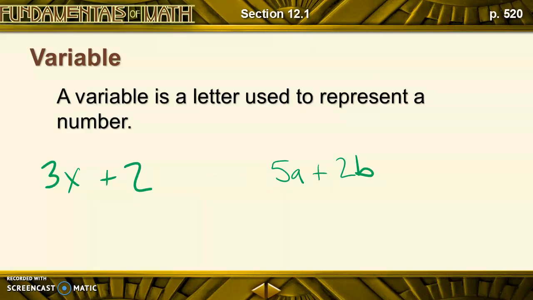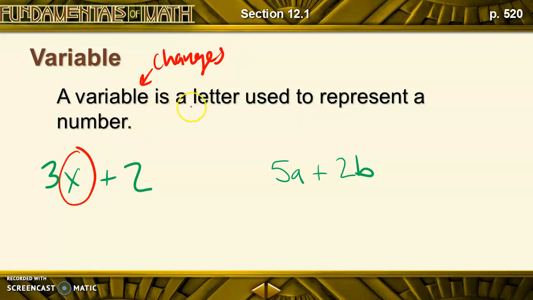A variable is a letter used to represent a number. Oftentimes it is a letter, but it doesn't always have to be a letter. Technically, it can be any symbol. But it's called a variable because variable, by definition, means change. When something varies, it changes. And when I have a variable like this letter x right here, it means that x can be anything. Until I assign it a value, it can literally be any value that we want it to be. Because it could change value, we're going to call it a variable.